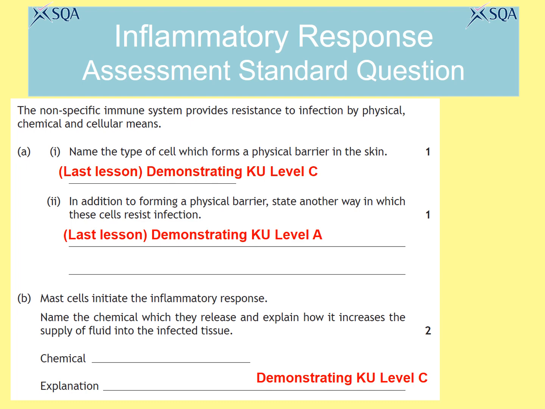So you've been asked to name the type of cell which forms a physical barrier in the skin. For part 2, in addition to forming a physical barrier, state another way in which these cells resist infection. And then part B is linked to today's learning. Mast cells initiate the inflammatory response. Name the chemical which they release and explain how it increases the supply of fluid into the infected tissue. I'll let you gather your thoughts and then I'll share with you the answers.